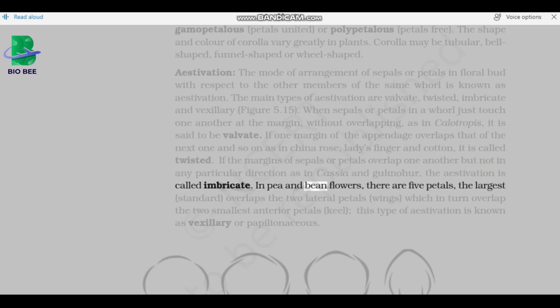In pea and bean flowers, there are 5 petals. The largest, the standard, overlaps the 2 lateral petals, the wings, which in turn overlap the 2 smallest anterior petals, the keel. This type of estivation is known as vexillary or papilionaceous.